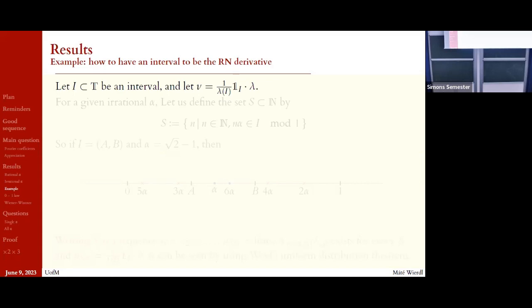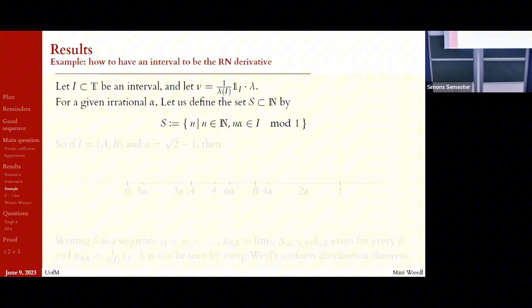So what you see is the normalized indicator of the interval multiplied by the Lebesgue measure. Okay, so then for a given irrational alpha, let us define this set S, which is simply those integers n for which n alpha, the multiple of alpha, is in the interval mod 1.